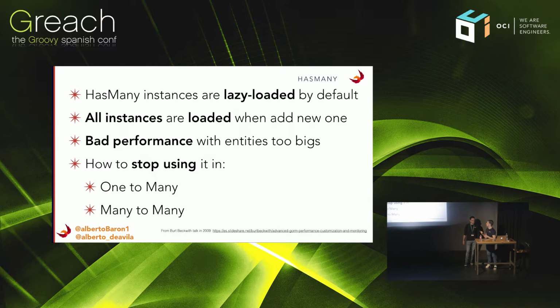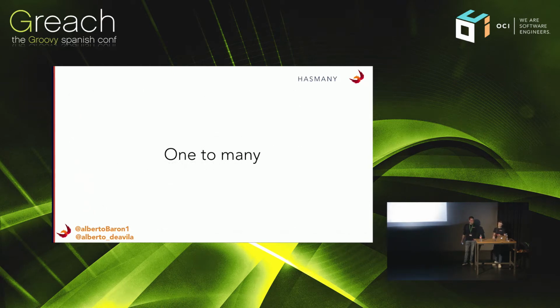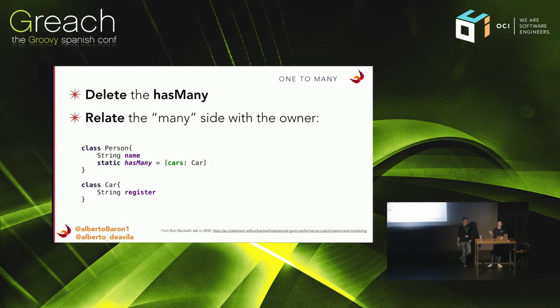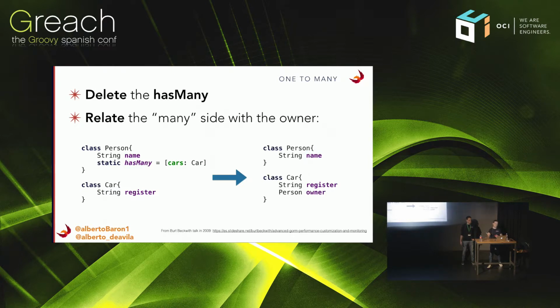We are going to see the two ways, the one-to-many and many-to-many. In the one-to-many, we have to delete the has-many relations and relate the many side with the owner. Let's see an example. Suppose that we have a class person that has many cars in the class car. We can convert this to this other code, a class person and a class car, and the class car has a new attribute with the owner of the car.